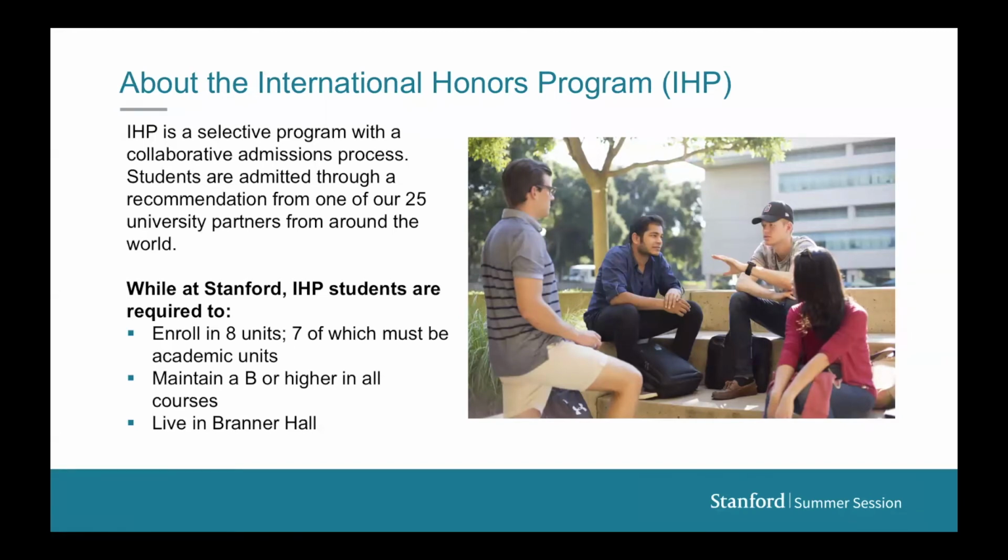And then while you're at Stanford, we have some expectations for you, again, as you are our best and our brightest students. We expect you to enroll in 8 units, 7 of which must be academic units. From there, you must maintain a B average or higher in all of your courses. And one of the perks I'd just like to highlight right now is that all the International Honors Program students live in the same residence. And this year it's Branner Hall.